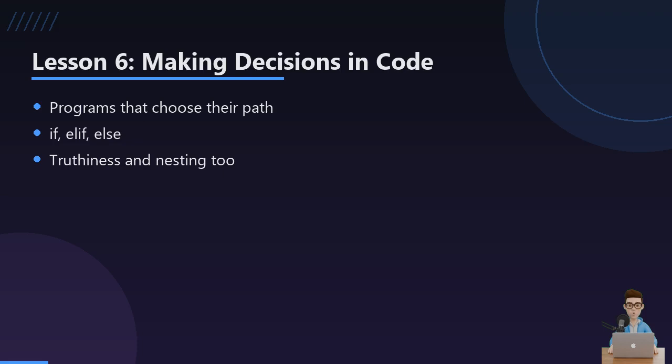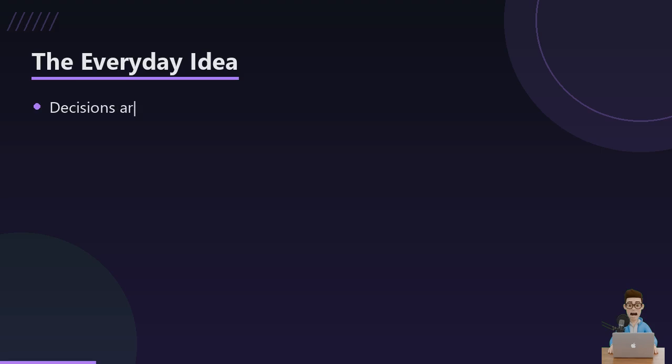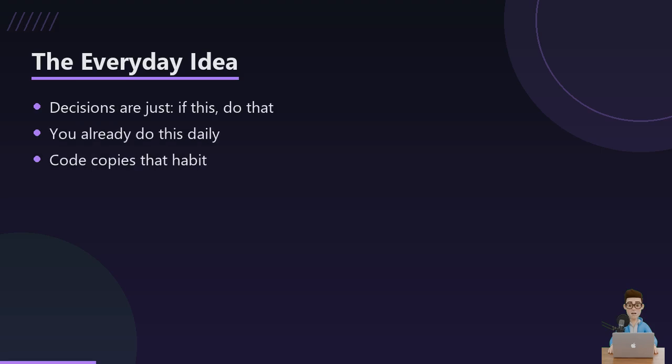Today we teach it to make choices, which is where programming starts feeling alive. By the end you'll write code that reacts differently depending on what's true. Think about your morning. If it's raining, you grab an umbrella, otherwise you don't. That little sentence is exactly what a conditional is. In short, a conditional is code that only runs when something is true.